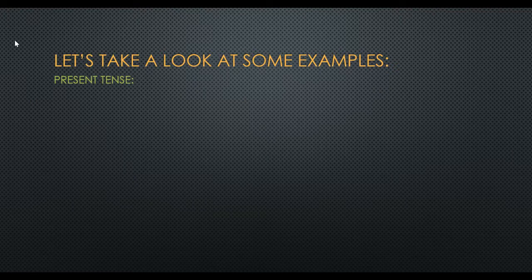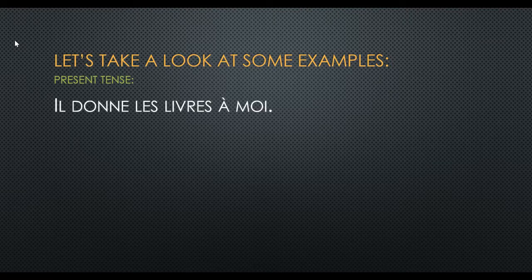First things first, I'm going to take a look at present tense. We're going to be talking about present tense, passé composé, with an infinitive, negative, all of that stuff. Now, il donne les livres à moi. As you can see, we already have our direct and our indirect. So what is our direct? What is being given? We are going to underline les livres. Les livres, that is my direct object.